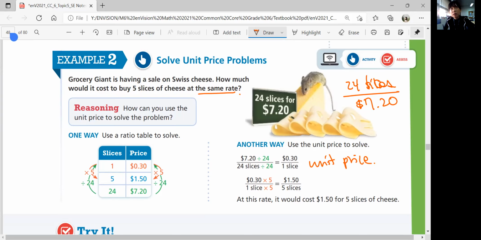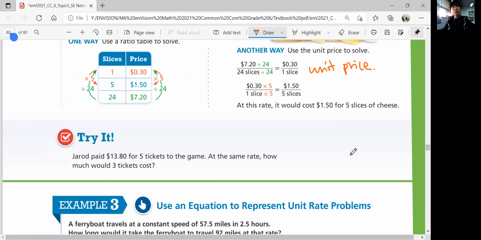Using the unit price, you're going to multiply by 5 in both numbers and get 5 slices, which is equivalent to $1.50. So at this rate, it'll cost $1.50 for 5 slices of cheese. Using the same method, let's do the try it. See if you can do it by yourself. Come back when you're ready for answers.